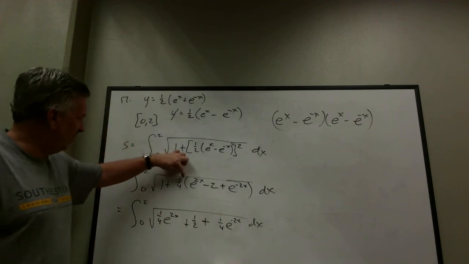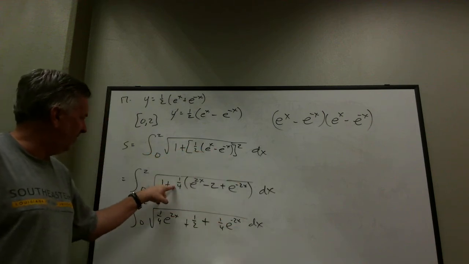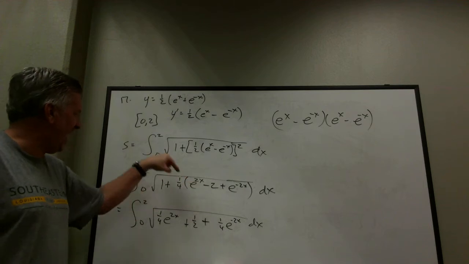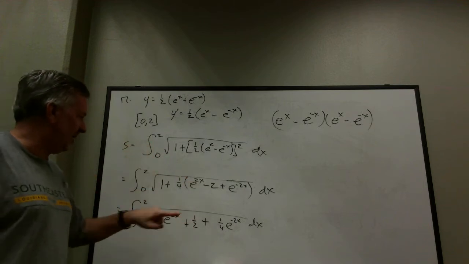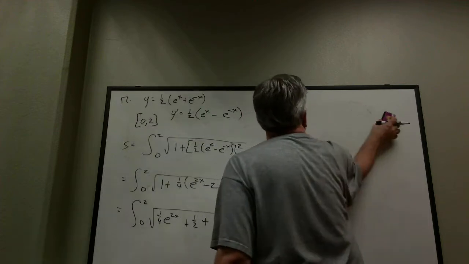Okay, let me do that again. So a fourth of that is that. A fourth of that is that. A fourth of negative 2 is negative a half plus the 1 is plus a half. Okay? Okay, we're getting there.